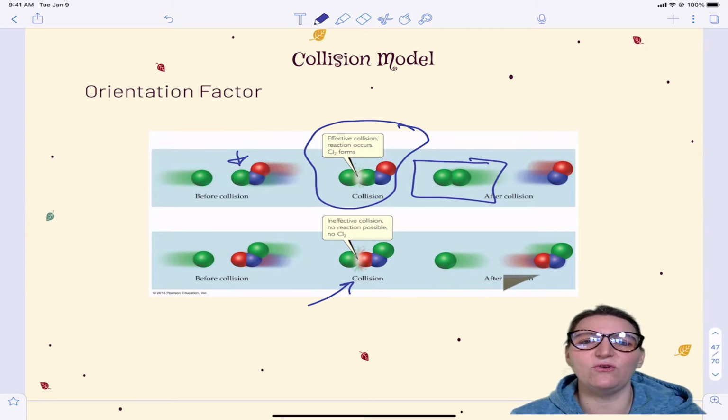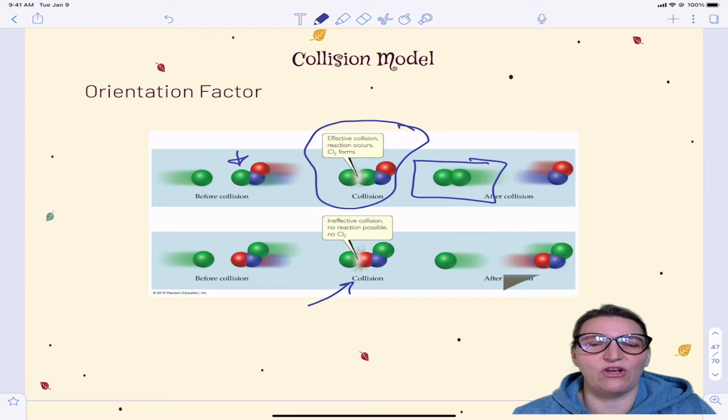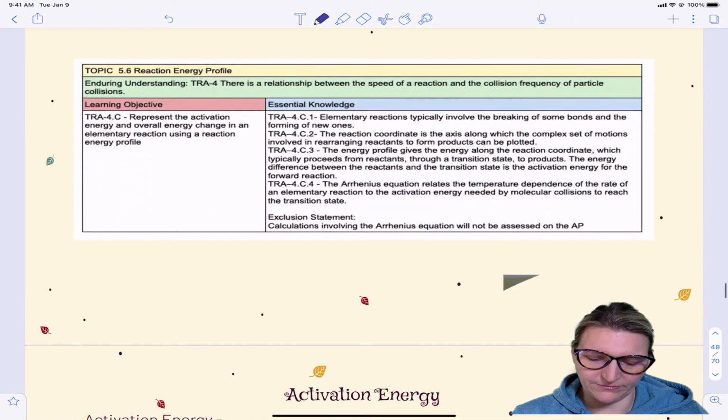So anytime that you can increase collisions, the chances are you're increasing the number of successful collisions. That's why stirring and surface area and concentration increase the rate of a reaction. You can't really do anything to increase the orientation factor besides adding a catalyst, which is one of the things we'll talk about right at the end.